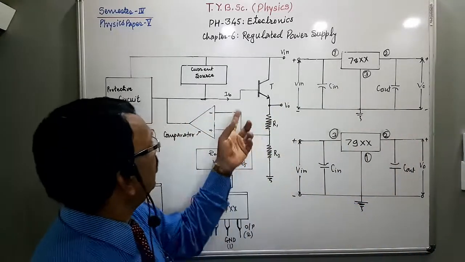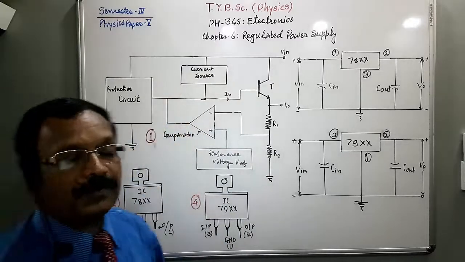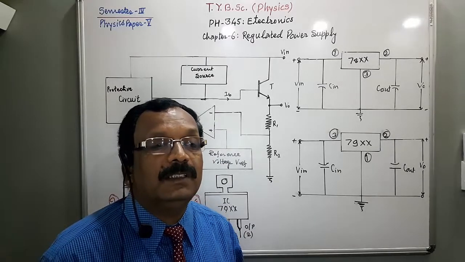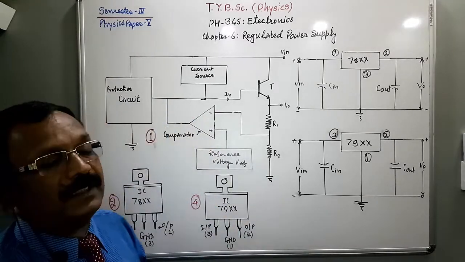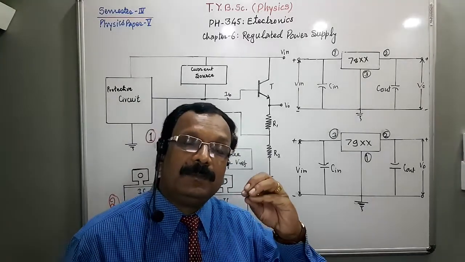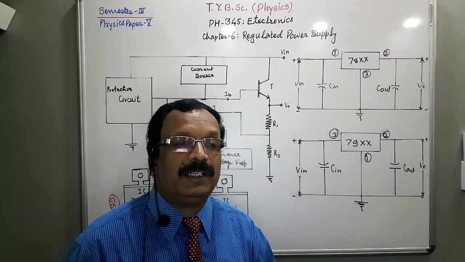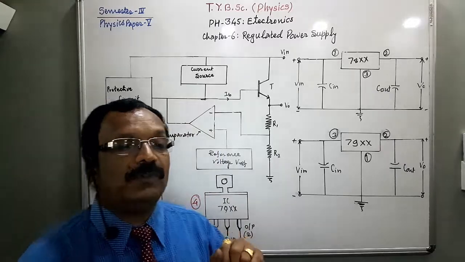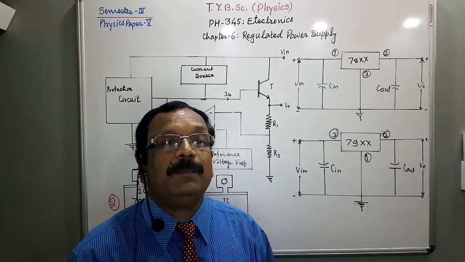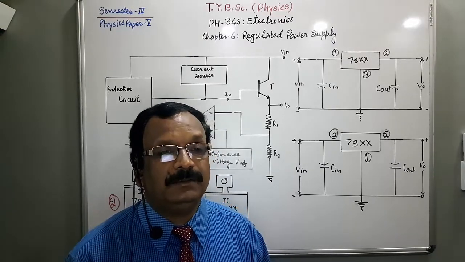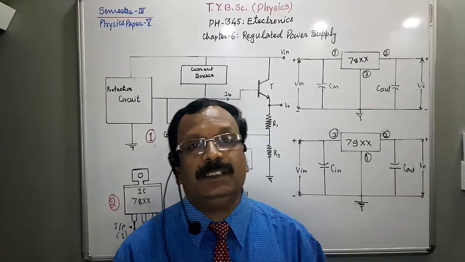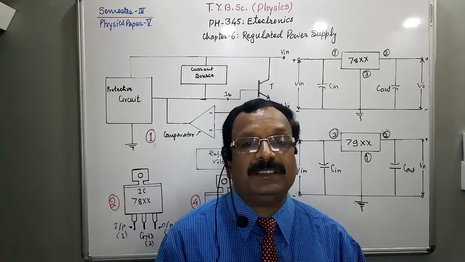So look at the block diagram to see how it works. This block diagram consists of a protective circuit. The protective circuit consists of a current limit circuit, a thermal shutdown circuit and a safe area protection circuit.